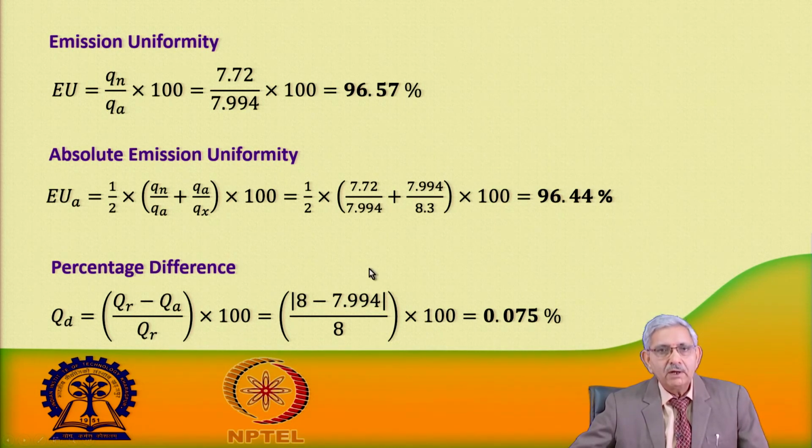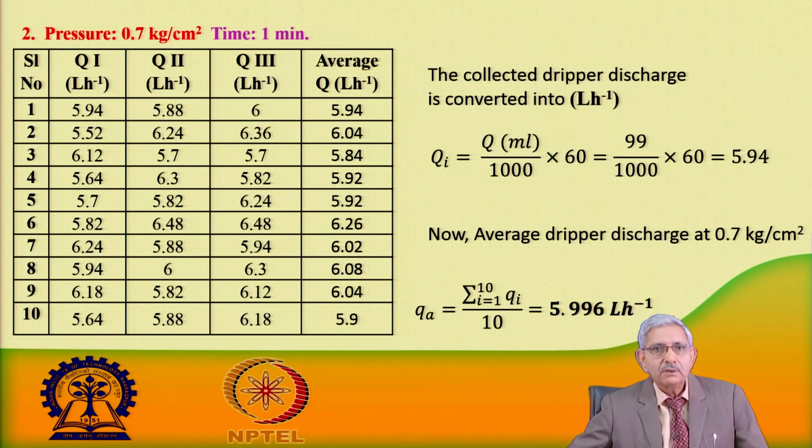is being calculated. So, the percentage deviation is estimated as Q r minus Q A, taking the absolute value, where the nominal flow rate of the dripper is 8 liter per hour, and this is divided by the nominal flow rate. The percentage value is coming 0.075%, a very low value. Similarly for other discharges, we have calculated for 0.7 kg per square centimeter.